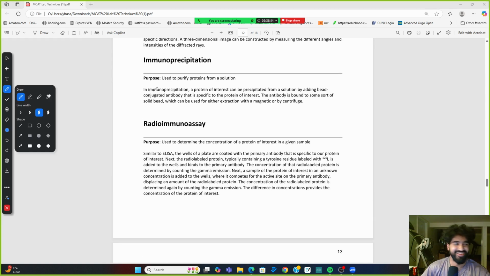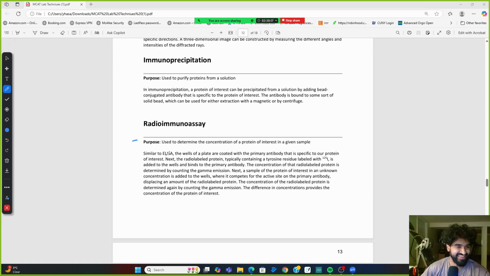Radio immunoassay. Similar to ELISA, the wells of the plate are coated with primarily antibodies specific to the protein. Then radiolabeled protein containing tyrosine residue with I-125 is added to the wells and binds the antibody. Then the concentration of the radiolabeled protein is determined by counting the gamma emission. Then a sample of the protein of interest in an unknown concentration is added to the wells, where it competes for the active site of the primary antibody, displacing an amount of the radiolabeled protein. The concentration of the radiolabeled protein is determined again by counting the gamma emission. The difference in concentration provides the concentration of the protein of interest.